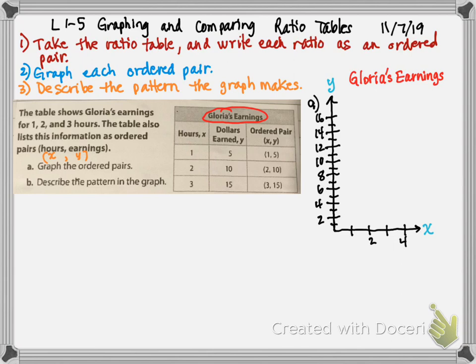Okay. Next, I need to title my x-axis. So let's go ahead and find its title, and it's going to be hours. Now I'm going to look for my y-axis, and it's going to be called dollars earned. So what I do is I turn my graph sideways, and I write so the words are parallel to the axis. Dollars earned. Okay?